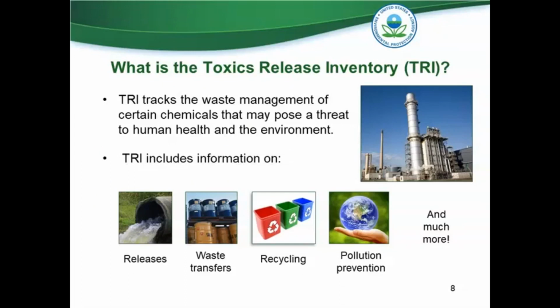And that act, EPCRA, created the Toxics Release Inventory, which tracks the waste management of certain chemicals that may pose a threat to human health and the environment, and includes information on the releases of that chemical waste, as well as the transfers between facilities of waste that contains TRI chemicals. And then, because of the Pollution Prevention Act of 1990, there's additional information about how chemical waste is managed through things like recycling, treatment, burning for energy recovery, as well as pollution prevention initiatives that facilities undertake to not just reduce their releases of chemical waste, but prevent the generation of that waste in the first place. And we'll talk about that in a little bit more detail later on.